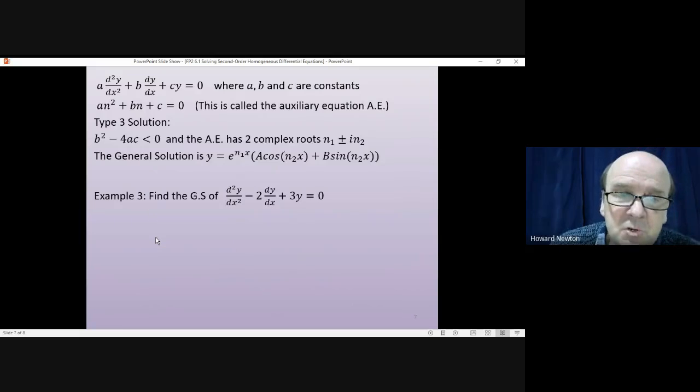Okay, I'll let you have a go at doing a type 3 question. The differential equation is d2y by dx squared minus 2 dy by dx plus 3y equals 0. Have a go at solving this, pause the video, and come back to me when you're ready.